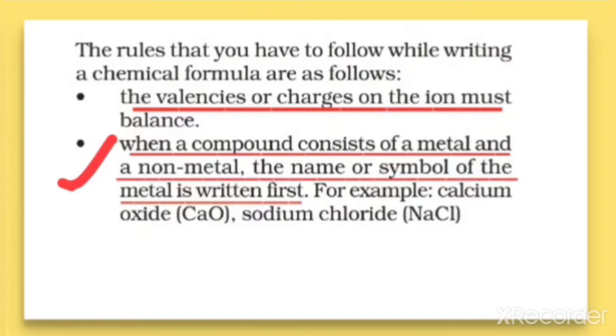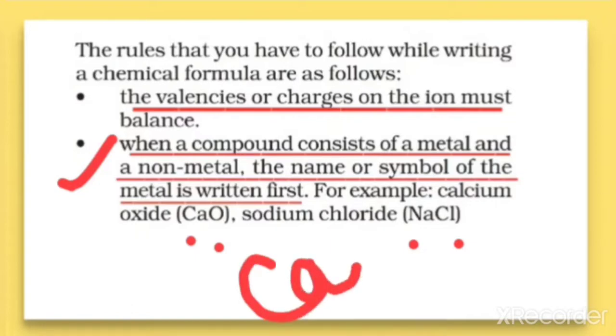In this example, we can take sodium chloride, which we have explained just now. Calcium oxide: calcium is a metal and oxygen is a non-metal. So first we will write the symbol for the metal, that is calcium, then the symbol for the non-metal, that is oxygen. This is a rule which you need to follow for writing a chemical formula.